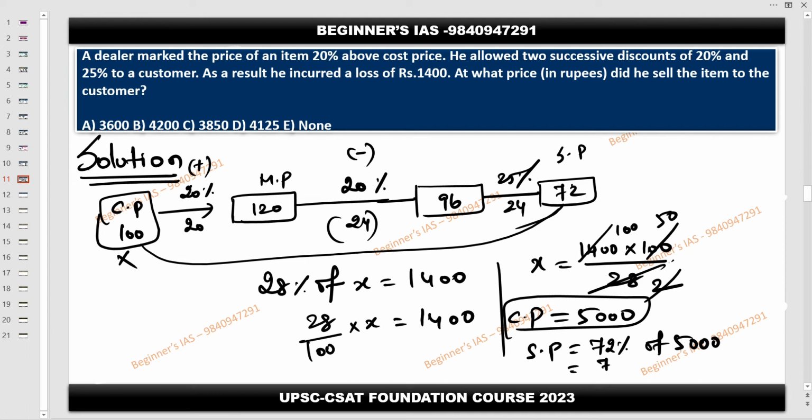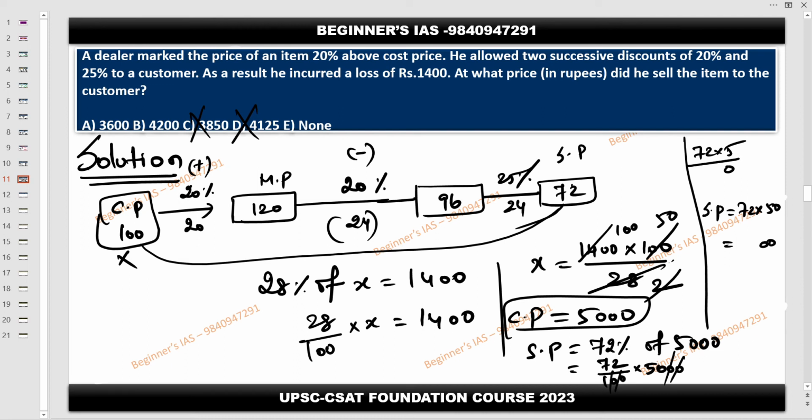So now 72 by 100 into 5000. Then SP is equal to 72 into 50. Therefore we can eliminate options C and D. Understood? So therefore 72 into 5 are 360, so 3600. Anybody having a doubt?